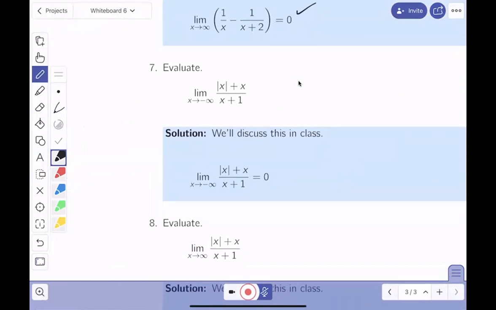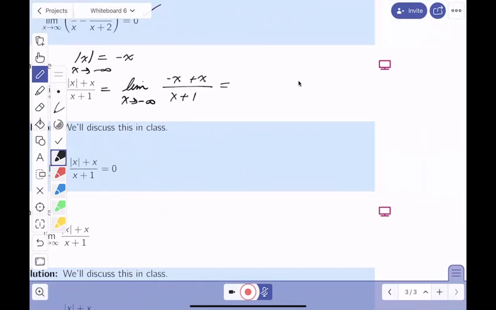Again, it's a little more complicated because of the absolute value. I want to point out that the absolute value of x as x goes towards minus infinity is the same thing as minus x. So let me write that down for you. Limit as x goes towards minus infinity. The absolute value of x when you go towards minus infinity is minus x. I'm going to keep writing this down. This is what's known as work, and we want you to do the work. What do you get over here? Well, minus x plus x is 0, and I get 0. What is this limit? 0. That's done. Let's go to the next one.